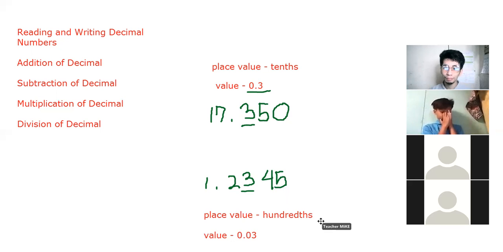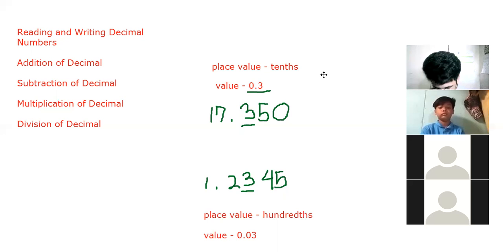Understood? Yes. Getting it? So, yes, okay, you're getting it. That is the reading and writing of decimal numbers. Okay. And you now get how to read it, right? And we now know what the place value and the value are.